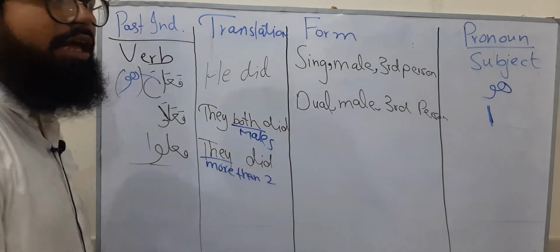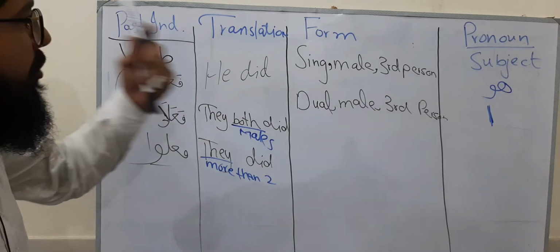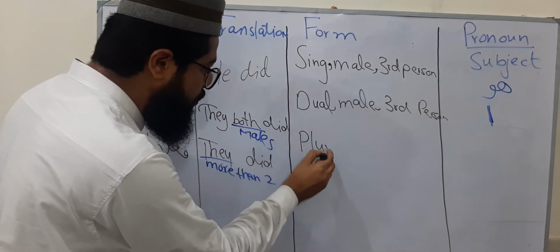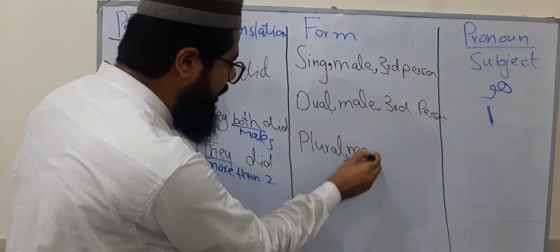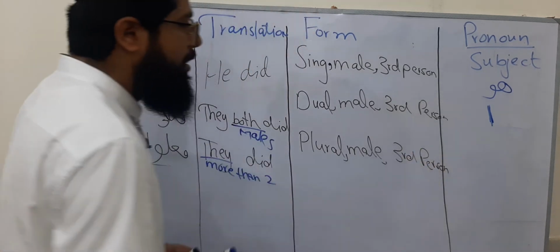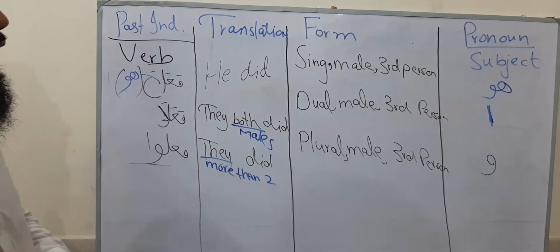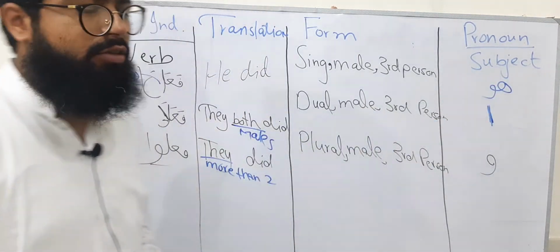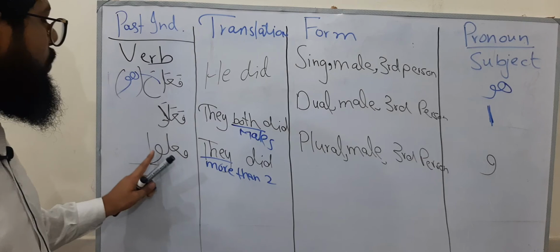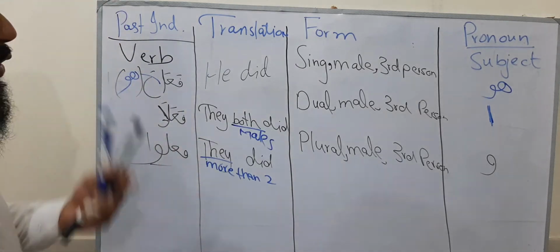Okay, they did means they all did. You can say they all did. Okay, so now the explanation of the form would be: plural, and here plural means more than two. Plural, male and third person. Okay, dear students, plural, male and third person, and here the pronoun is waw. Okay, so all these pronouns are subjects. In fa'ala huwa is a subject, in fa'ala alif is a subject, in fa'alu waw is a subject. So we have completed just the first three forms. There are a total of 14 forms.